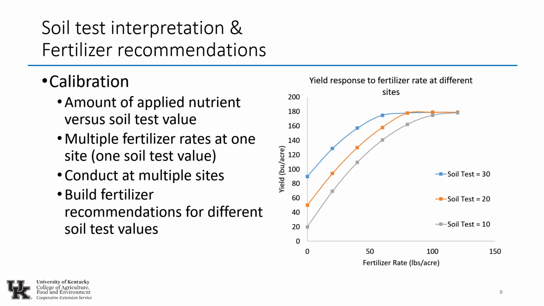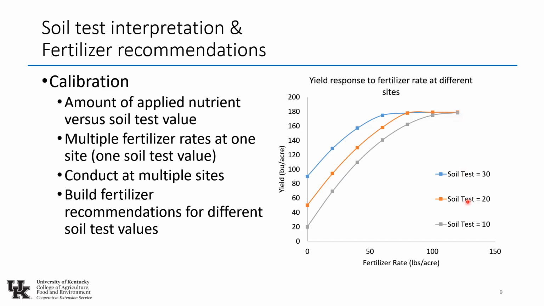So what's calibration? Calibration is the next step. In this case, instead of just needing a sufficient rate and a zero rate, you need to apply multiple rates of fertilizer at one site or one soil test value. In this example, we have a soil test value of 10, 20, and 30. And we see that we can get to the same yield endpoint regardless of the soil test. But it takes more fertilizer to get there.